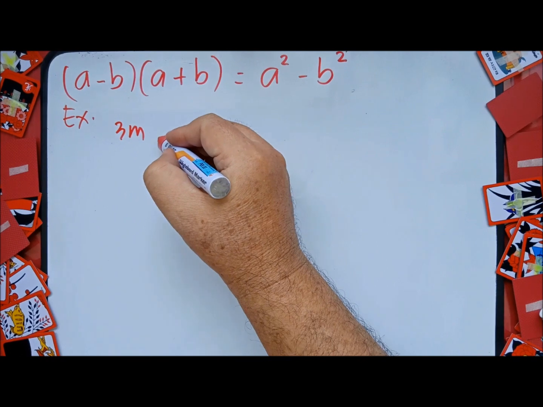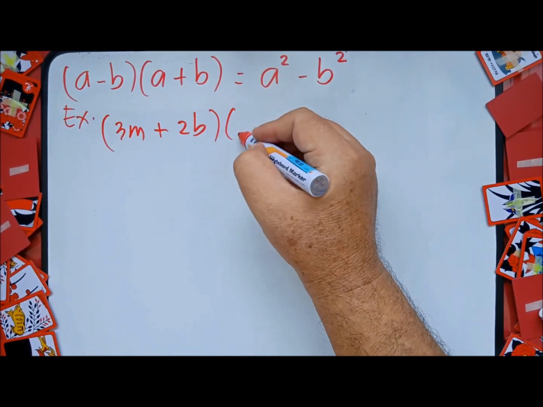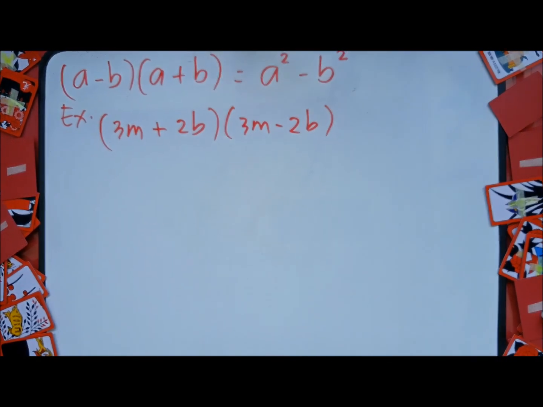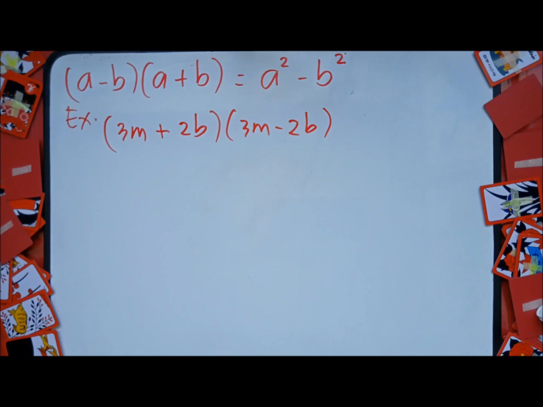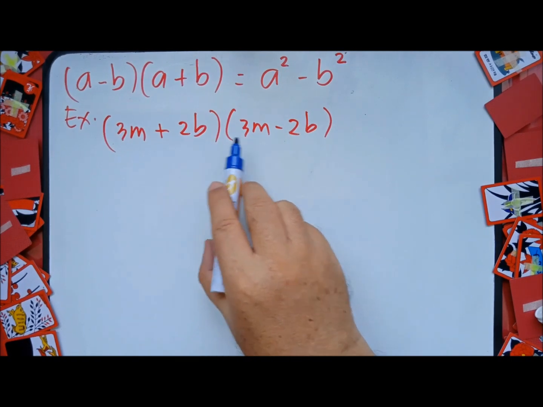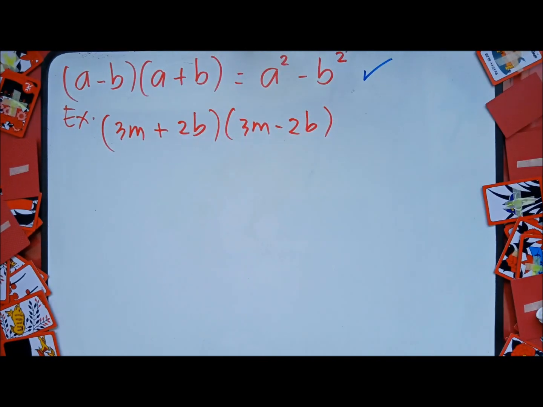3m plus 2b, 3m minus 2b. What have you noticed? First term the same, second term the same, opposite sign. So we can apply this.